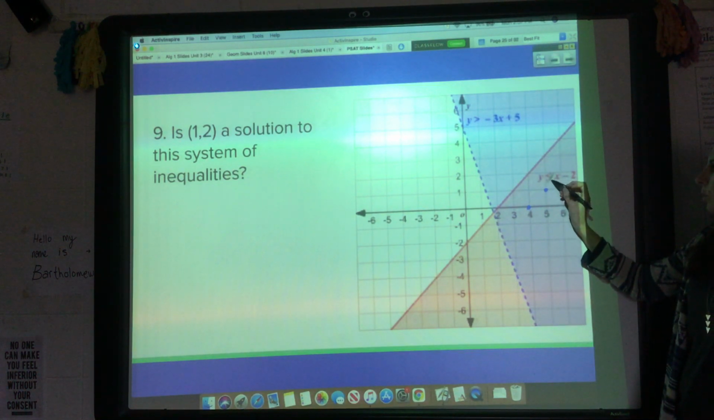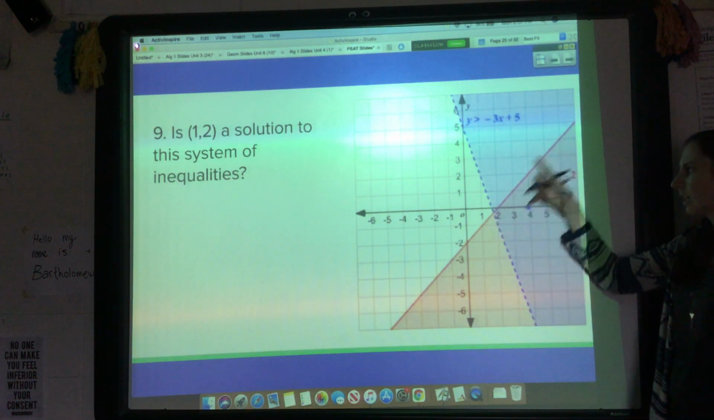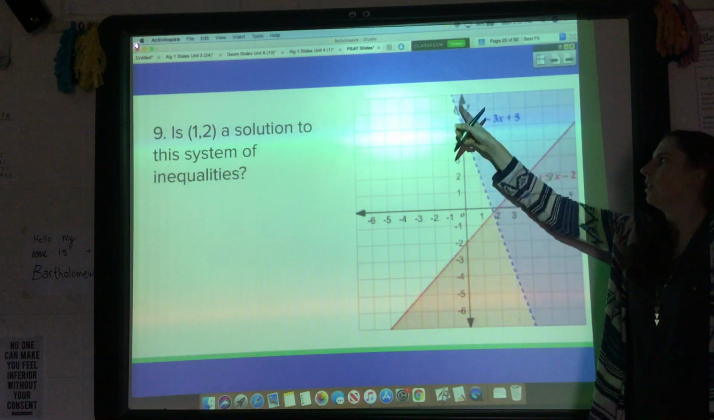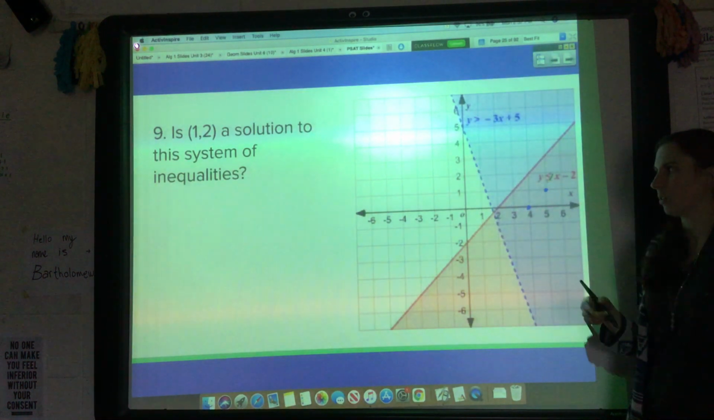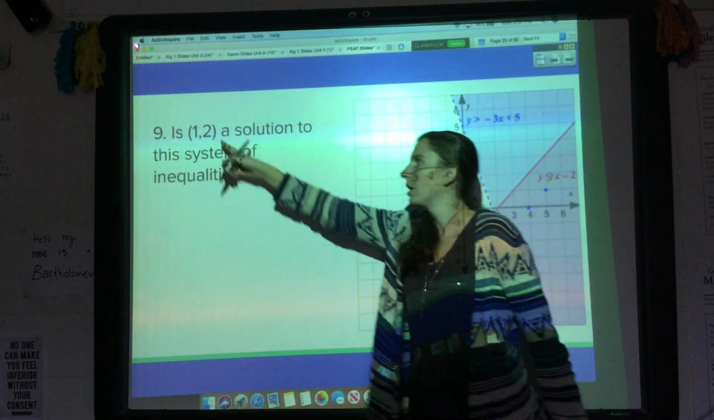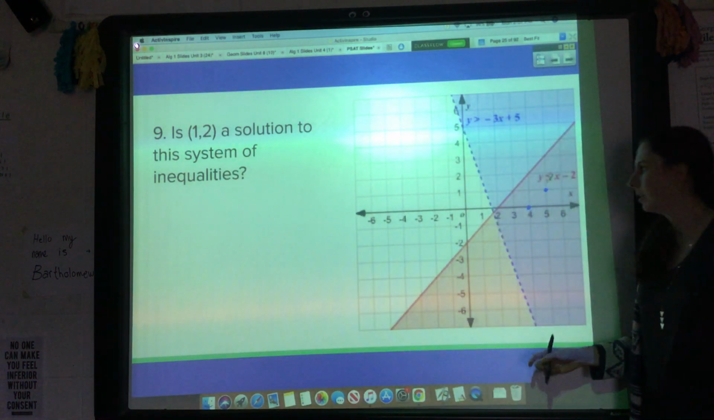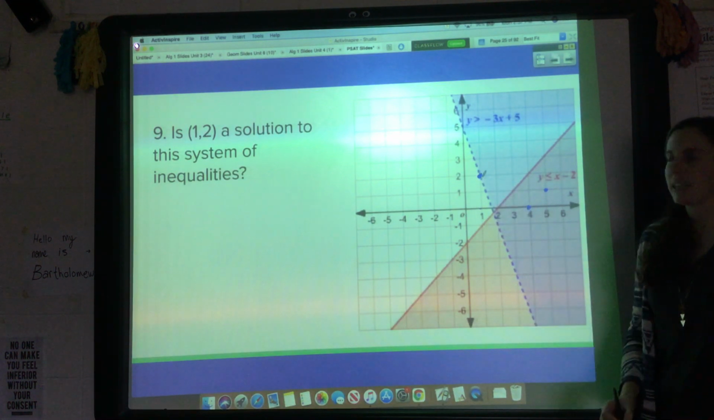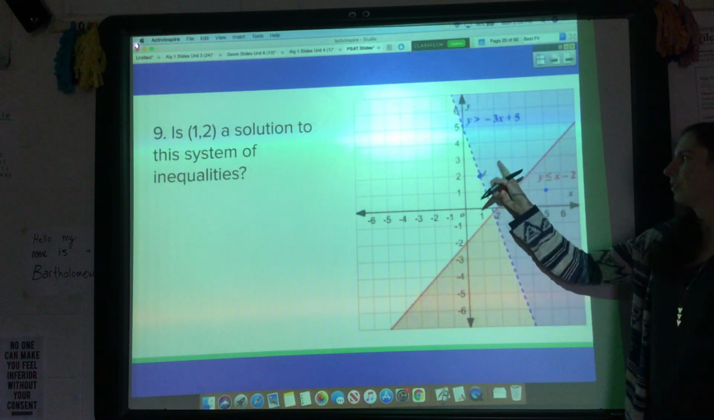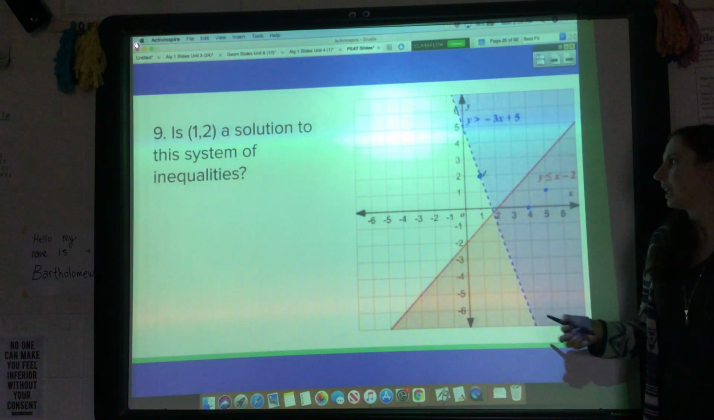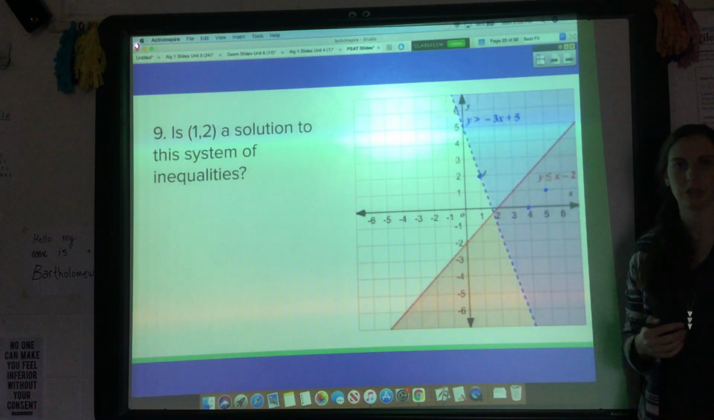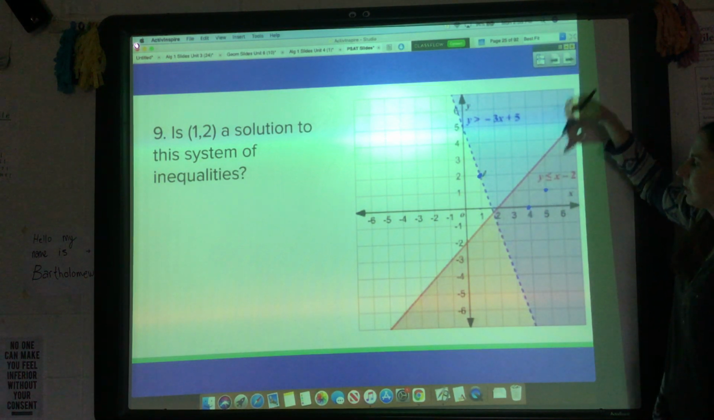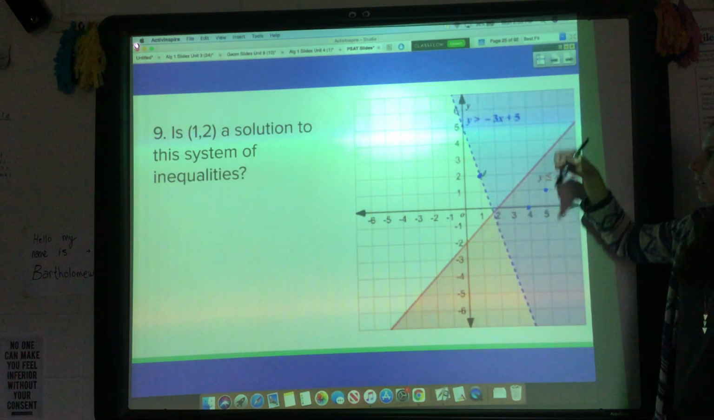This one has an equal sign, so it does equal the line. That's why we have a solid line. This one doesn't have the equal sign, so it's a dashed line. It doesn't include the line. So is (1, 2) a solution to this system? That's the point right here. It's very close to counting for this one, but no, it's not even a solution to the blue equation because it's on the dashed line. To be a solution, it has to be in the double shaded region.